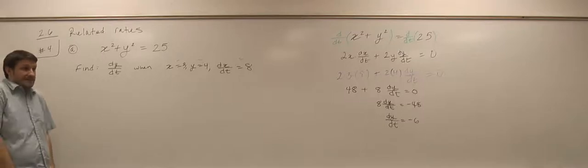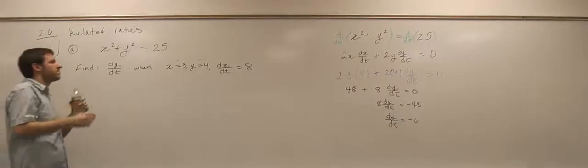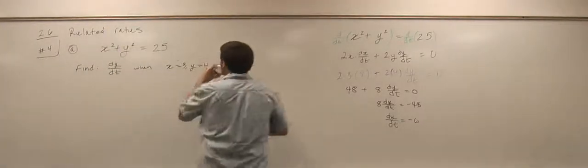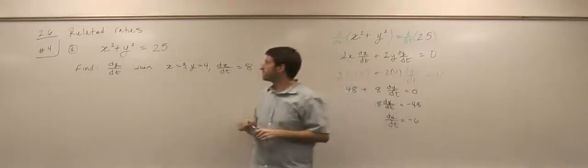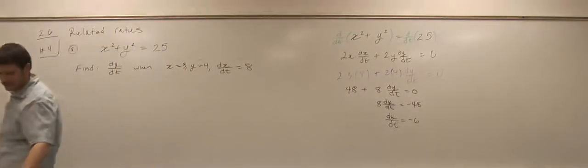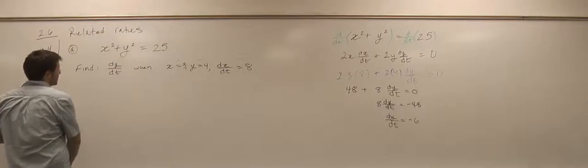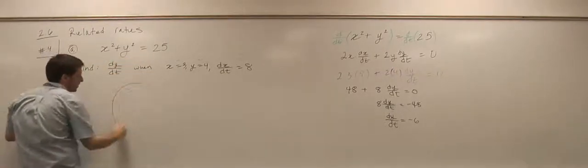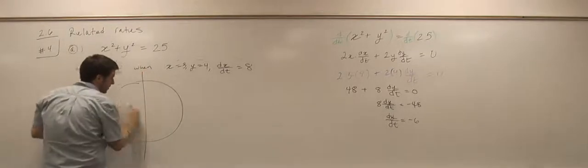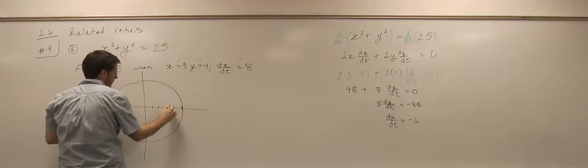What does this mean? Okay, let me ask you this. What's this curve look like? Circle, right? Radius 5, right? x squared plus y squared equals 25 is the circle. Because this side is r squared, we know the radius is 5. So you have some radius 5 circle. 1, 2, 3, 4, 5.